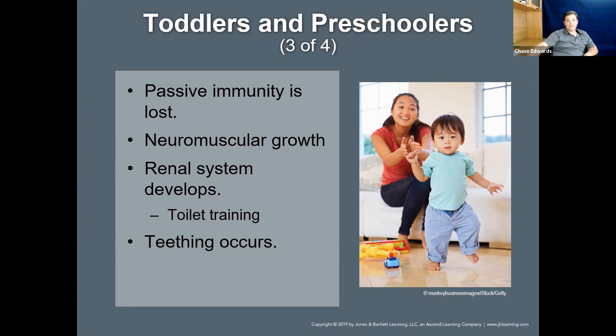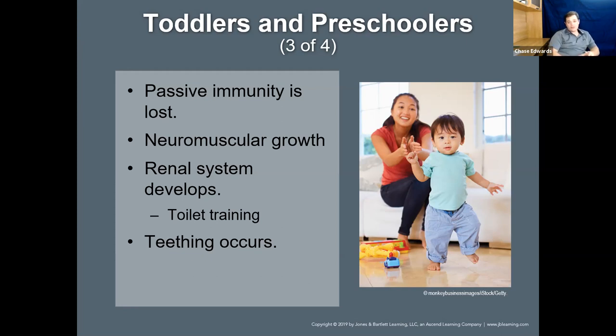That's funny. So also around this time, teething occurs. If you've ever been around a toddler that teethes, it's very painful for them, and sometimes a fever comes with it.